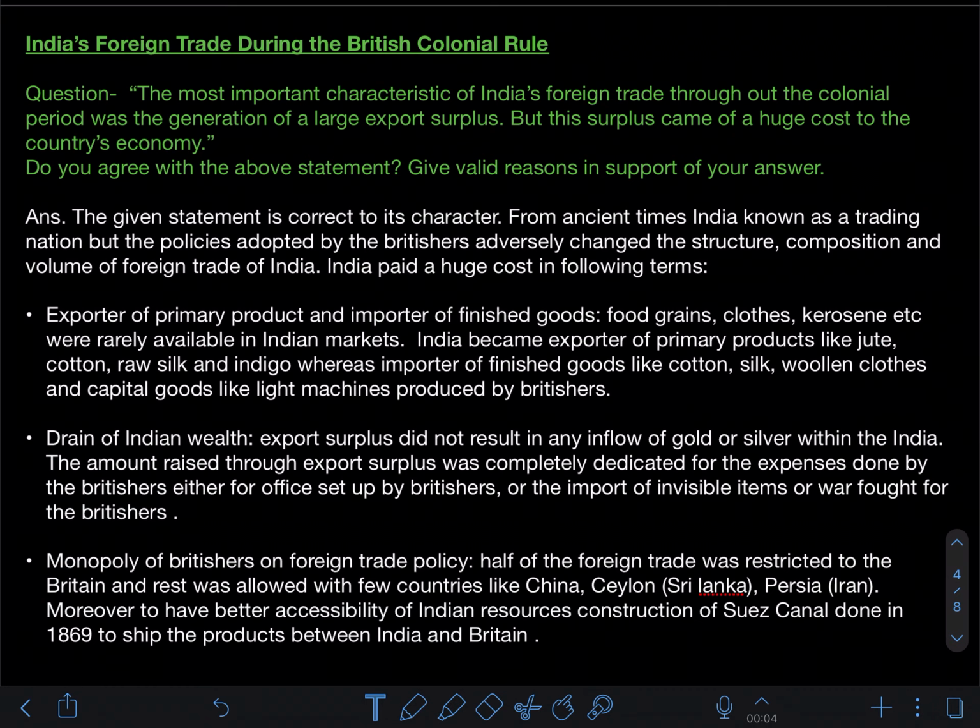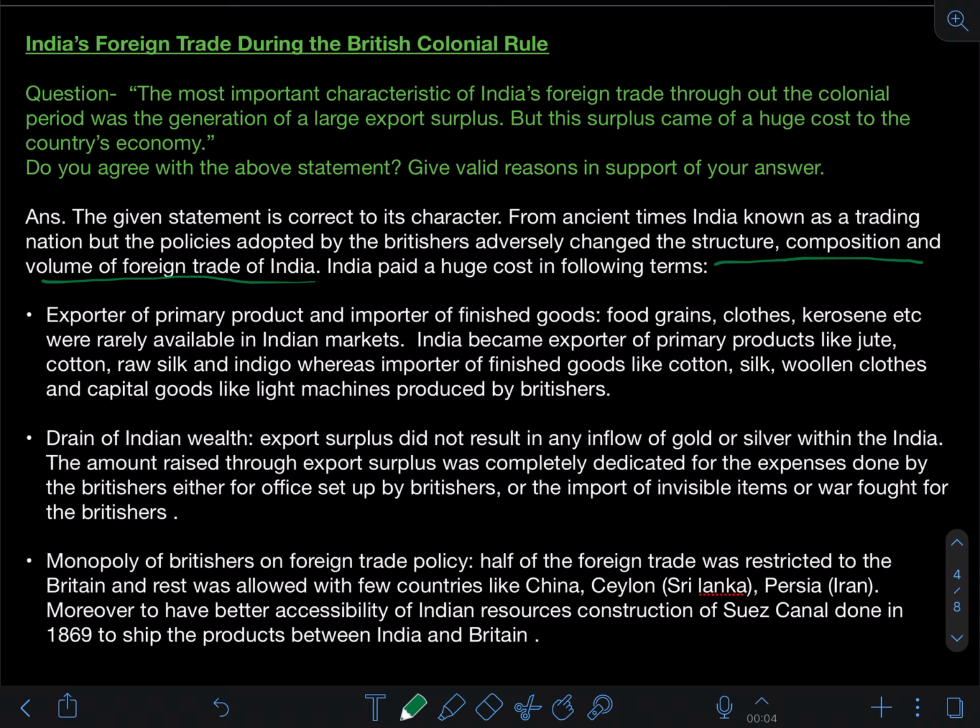So the given statement is correct. As I told you how to start the answer, be very careful: don't write yes I agree or yes I don't agree. That cannot be accepted in board examinations. Start your answer in such a way: from ancient times, India was known as a trading nation, but the policies adopted by the Britishers adversely changed the structure, the composition and the volume of foreign trade of India.